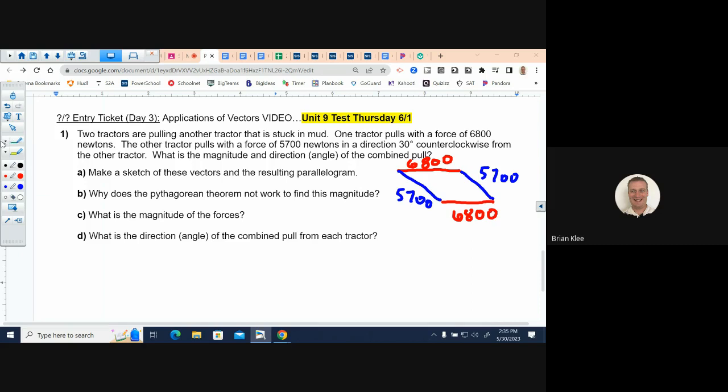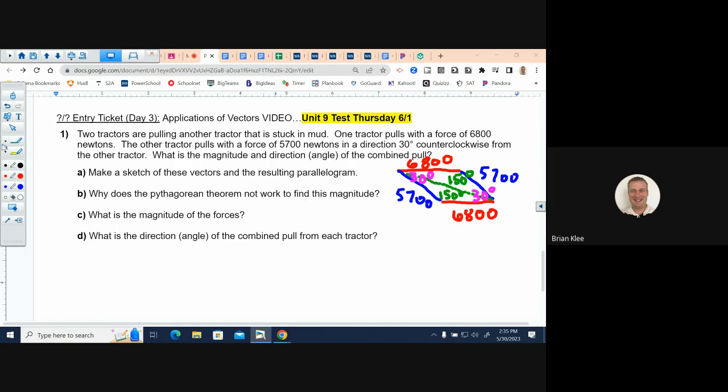And the reason that's important is the resulting force is going to be the diagonal across the parallelogram. And because we've got 30 degrees used up here, and the opposite angle for this to be a parallelogram has to be 30 degrees, the consecutive angles, so this angle of 30 degrees has to be supplementary. So 180 minus 30 gives me 150 as those angles.